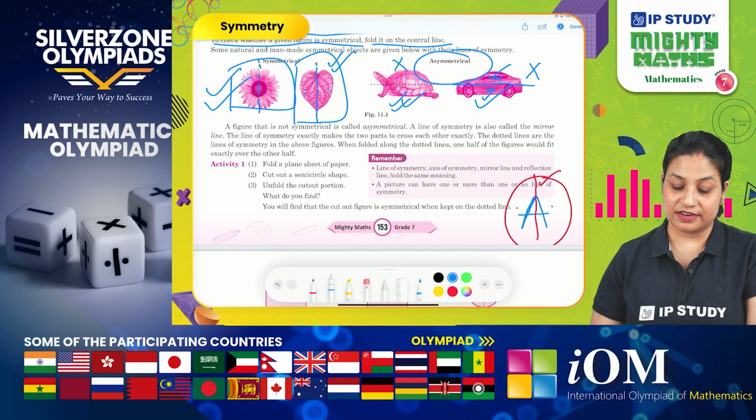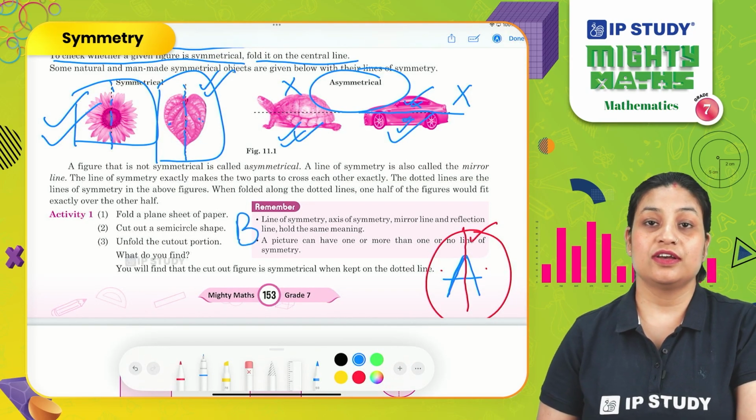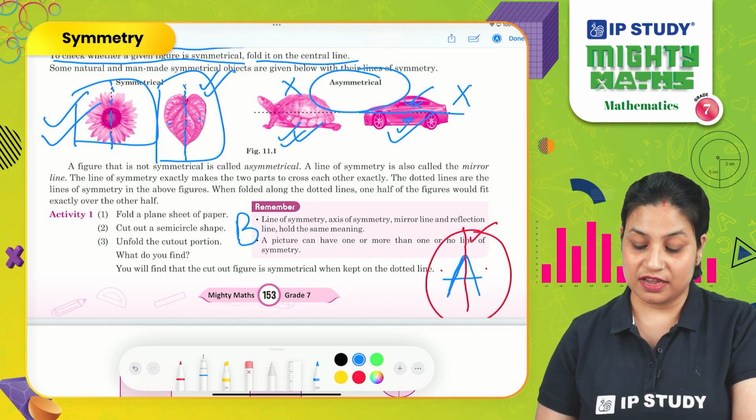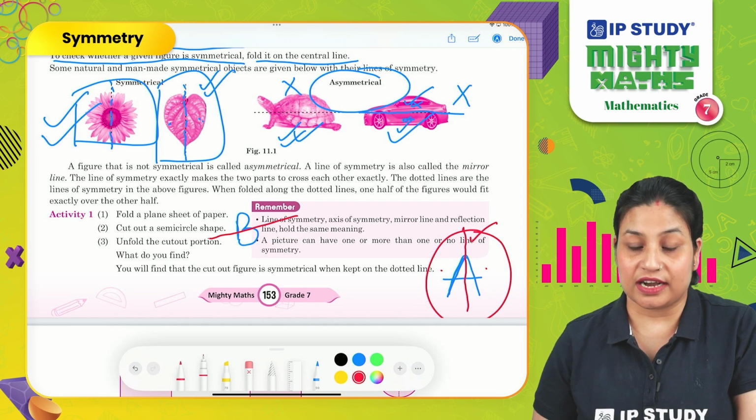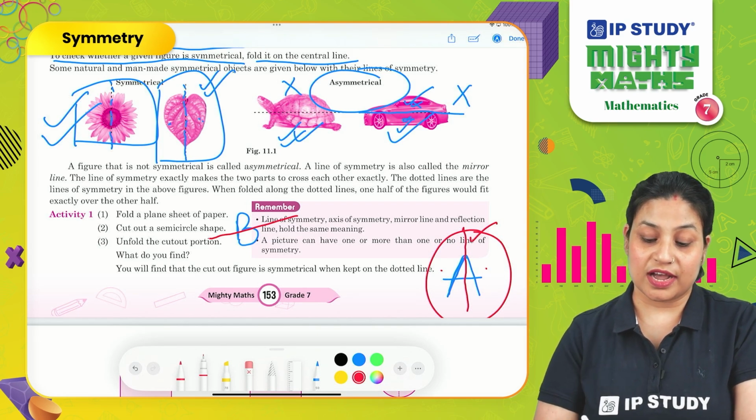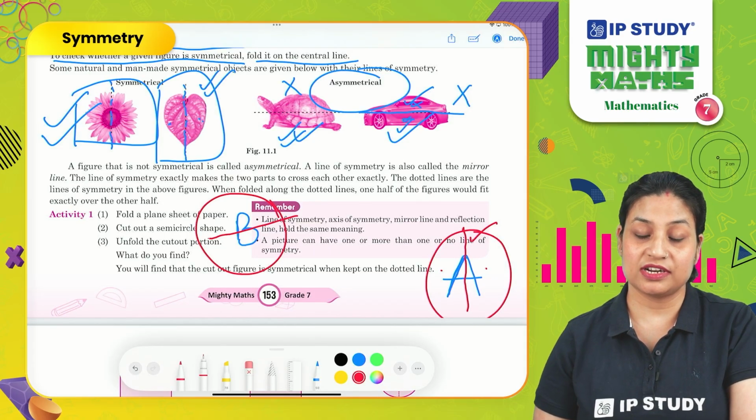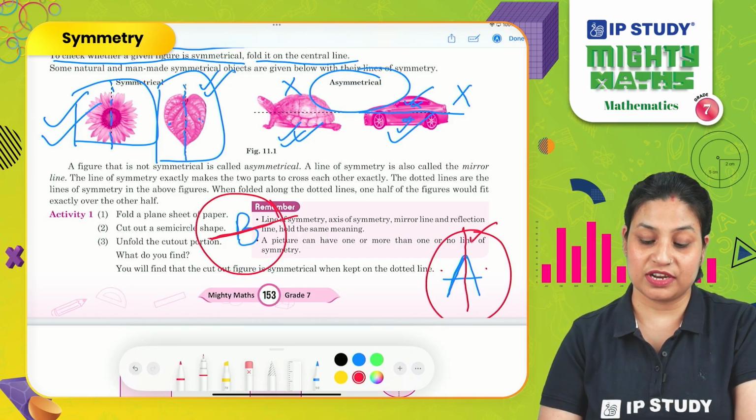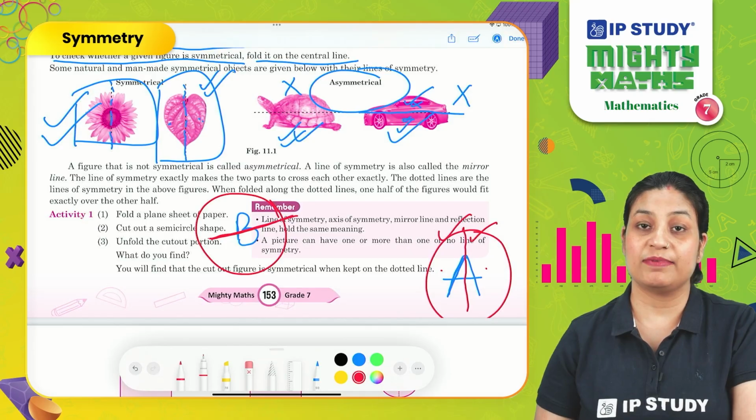Now, let me take another example for you. Let's say we have letter B. In the case of letter B, if I draw a line of symmetry, let's say like this, can you say that the upper part is identical to the lower part? Yes. So I can say alphabet B is symmetrical and it is symmetrical about a horizontal line of symmetry, right? So we have a horizontal line of symmetry for alphabet B and we have a vertical line of symmetry for alphabet A.